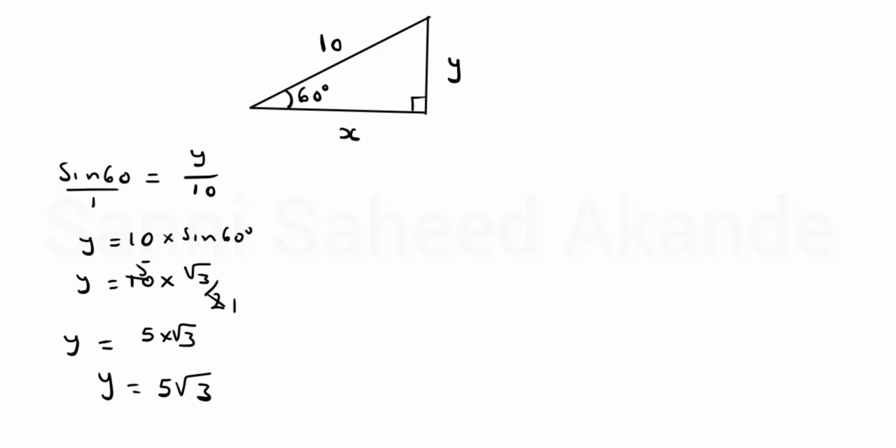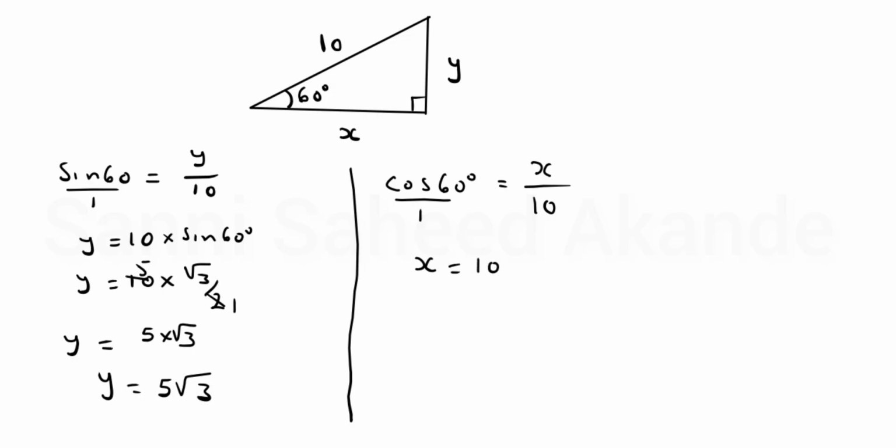Then to find x, you can use Pythagoras theorem if you wish, but let's use trig identity. So I'm going to look for a trig identity that will capture this x and the hypotenuse, and cos 60. Cos will do that for us because cos is adjacent over hypotenuse. So our adjacent here is x divided by hypotenuse, which is 10. So if you put over 1 here and you cross multiply, you have x equal to 10 multiplied by cos 60 degrees.